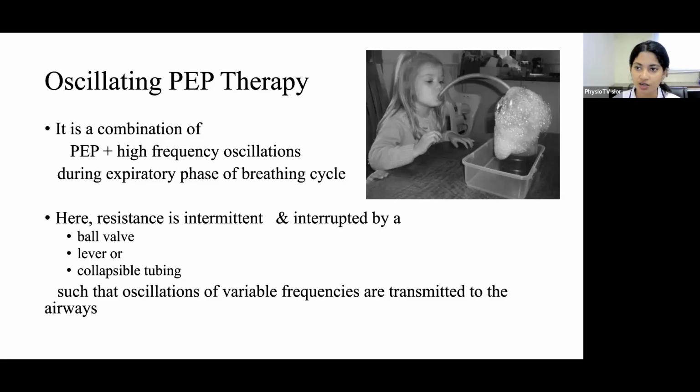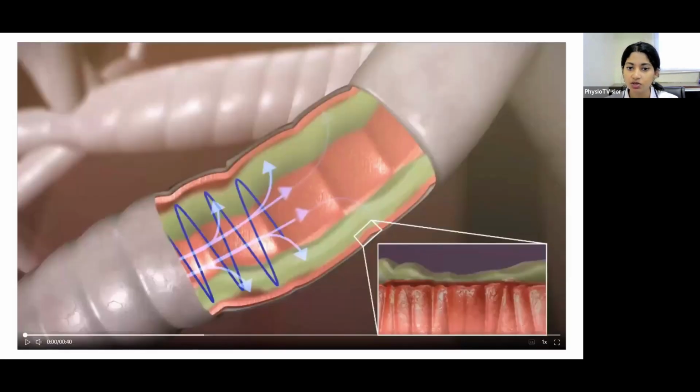So how will this interruption be given out? That will be with three ways. First is a ball valve, there might be a lever which is giving out the resistance, and finally the collapsible tubing would be a reason for the interruption to the expiratory flow. Because of the interruptions and because of the intermittent resistance, it will also create oscillations in the airways, which will be transmitted all throughout the airways. Okay. So this is a video explaining the same.